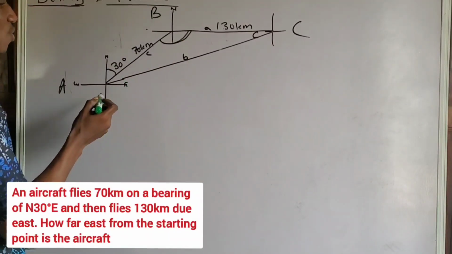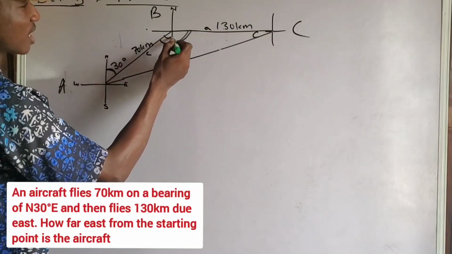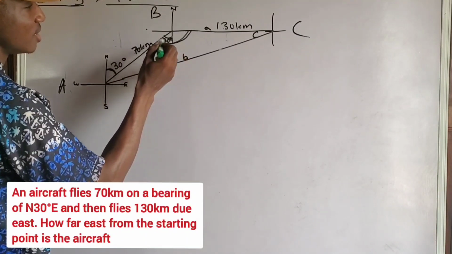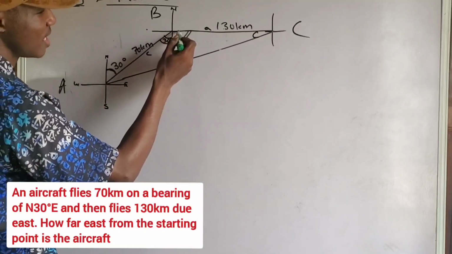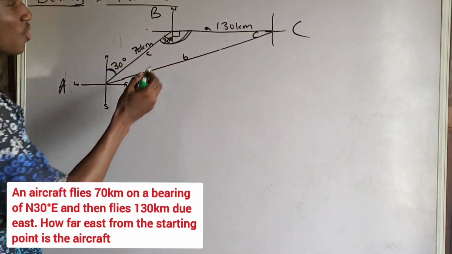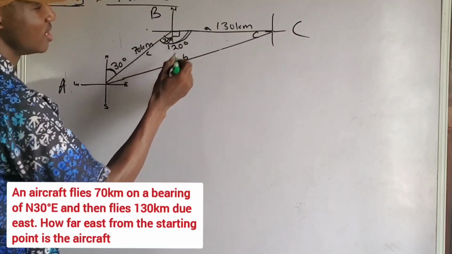To get this angle, we know that this angle is 30 degrees. This angle that you see here is alternate to this angle, so this will also be 30 degrees. Do you understand? And this angle that you see here is 90, so 90 plus 30 is 120. So the angle here is 120 degrees.